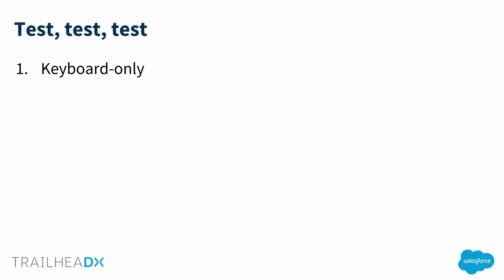OK, so the first one is easy, and it relates to what we just talked about before, and that's just hands off your mouse. Stop using your mouse, unplug your mouse, whatever, put a Post-it over the mouse pad on your laptop, and just test it with the keyboard. So if you do nothing else, do this one thing, and then you're well on the way to accessibility.